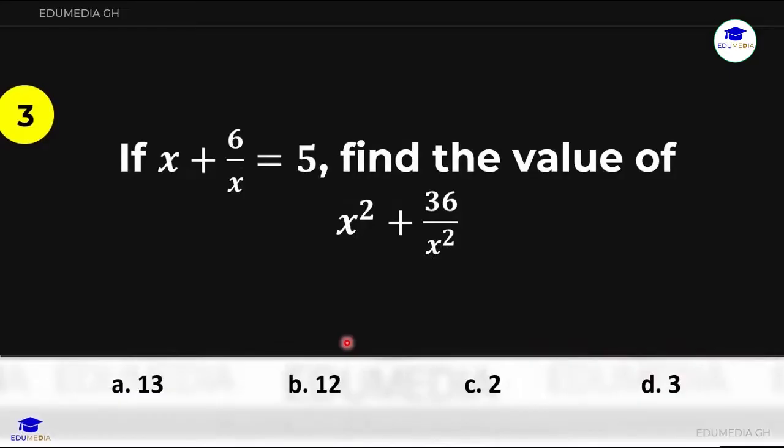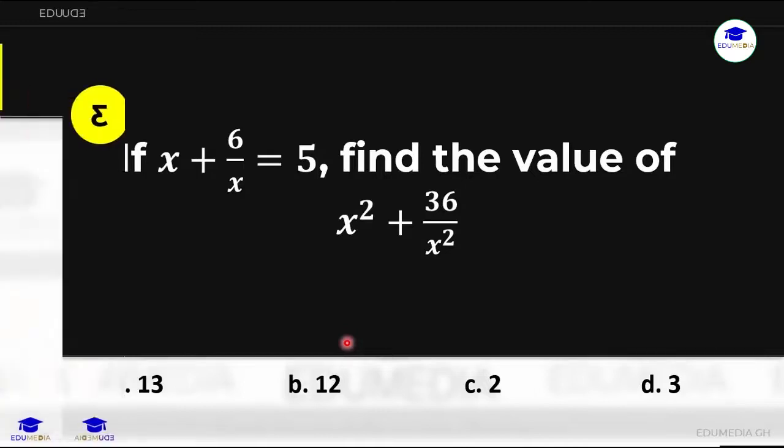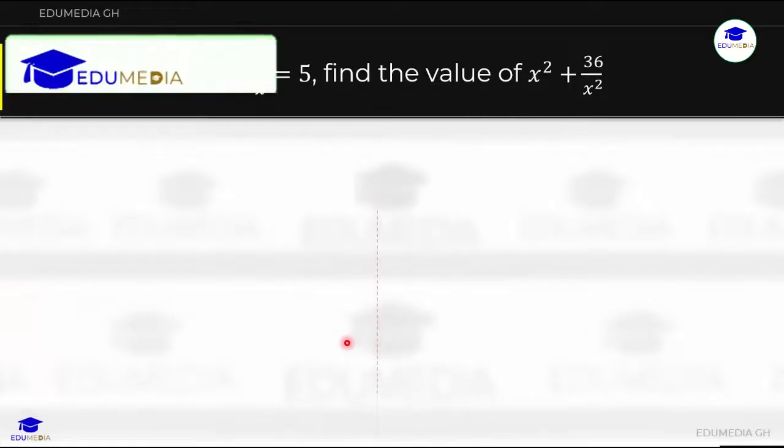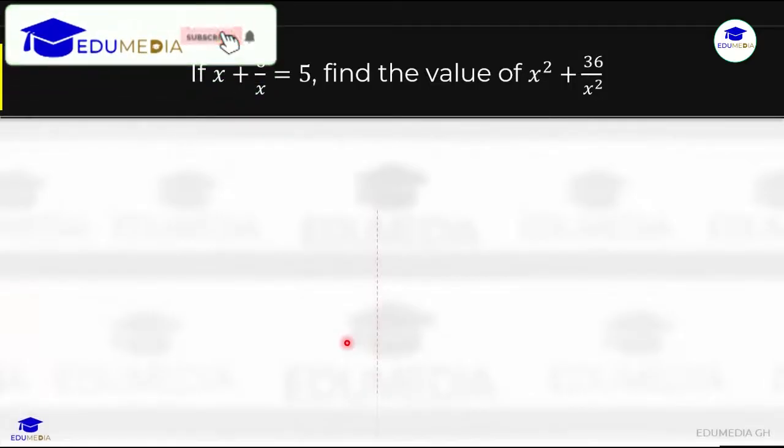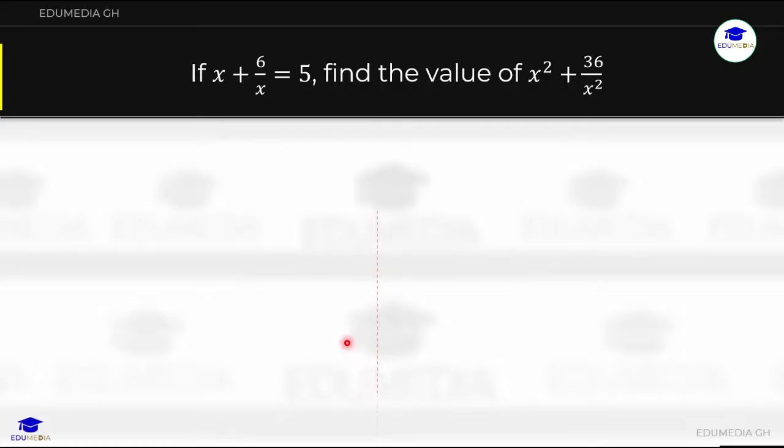Question number 3. If x plus 6 divided by x equals 5, find the value of x squared plus 36 divided by x squared. For this question, we have been given two equations. The first equation can help us get an answer for a variable, and the answer for this variable is what we will use to obtain the answer for the second equation.